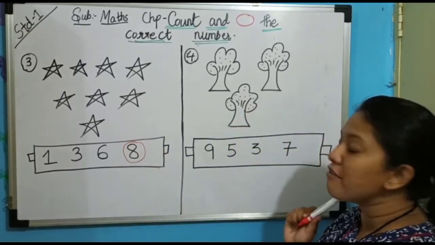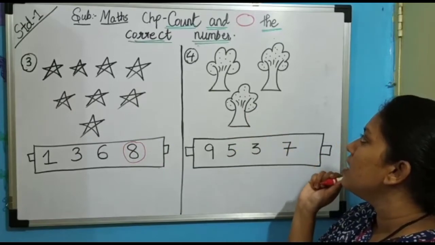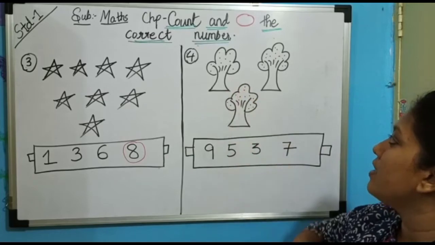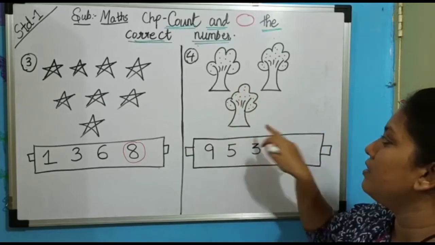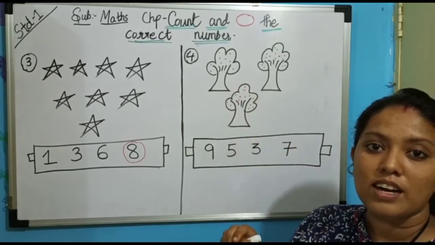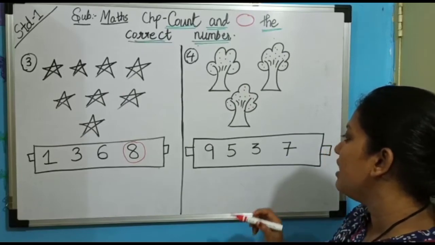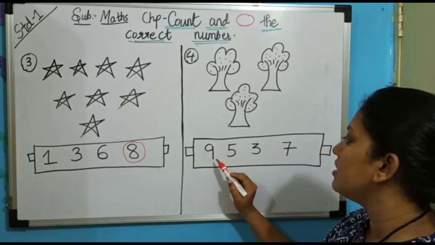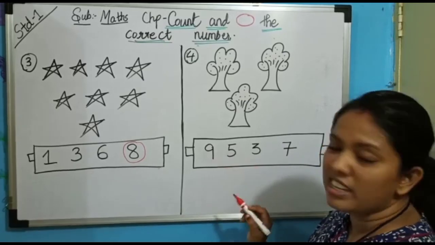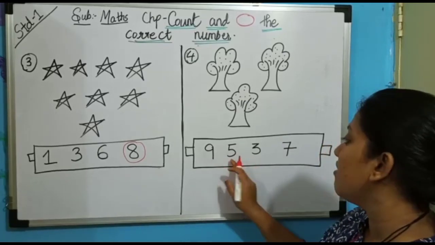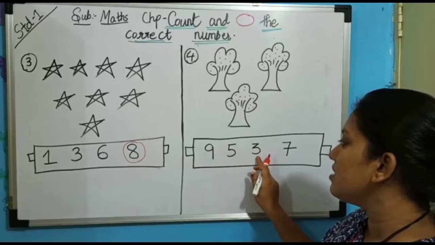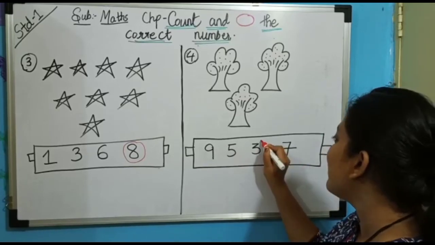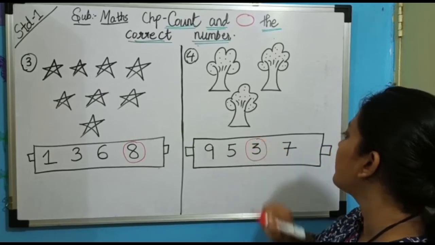The next object that we have here is a tree. Now let's count how many trees we have. 1, 2 and 3. Those are 3 trees we have. Now let's find the number 3 in this. This is number 9. It cannot be 3. 5, and this is correct. This is number 3. Let's circle the number.